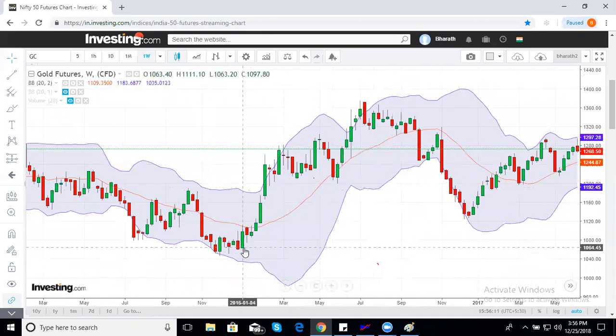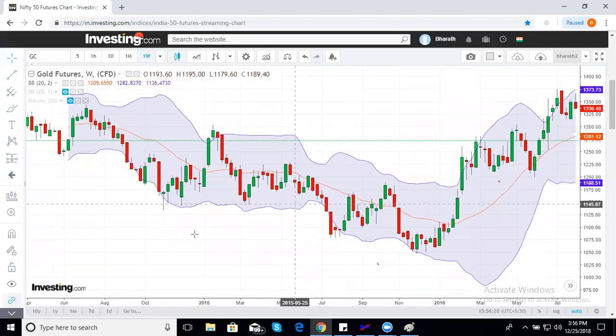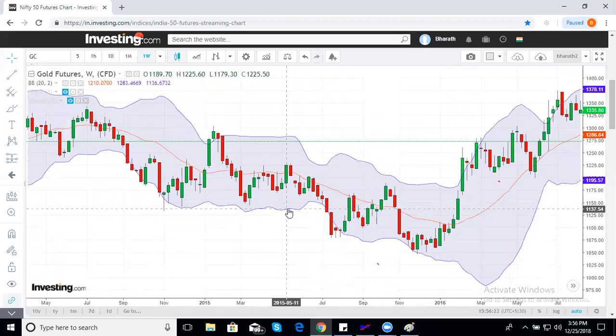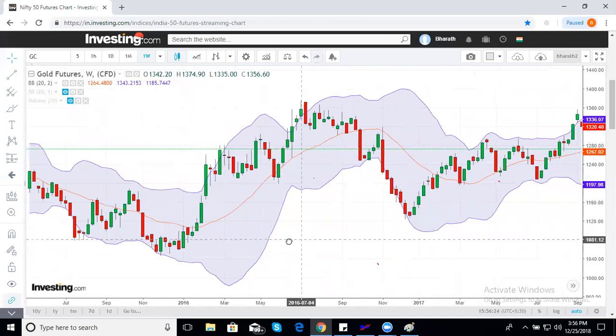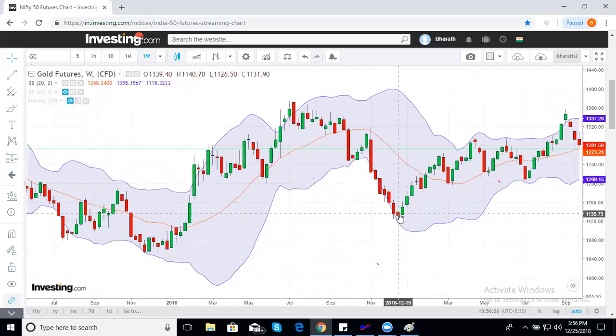Look at this outside inside in 2016 November, December. Outside inside on a weekly setup, market went up. Gold, it's cyclical, right? Gold usually makes a bottom during end of the year. See here again, here also. December 2016, market made a bottom in gold and went up.